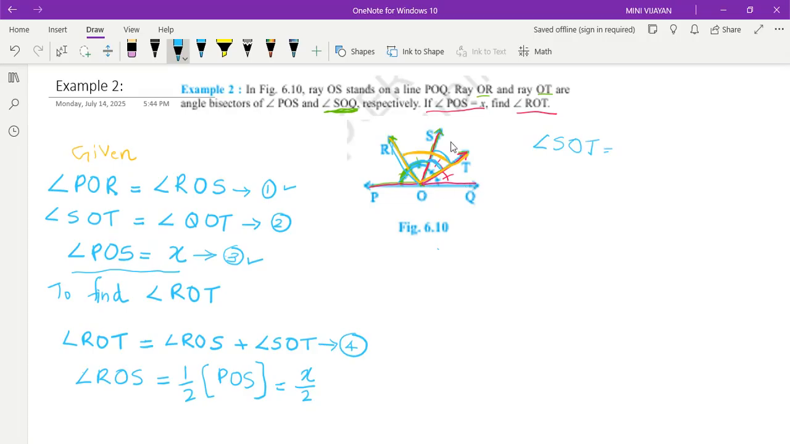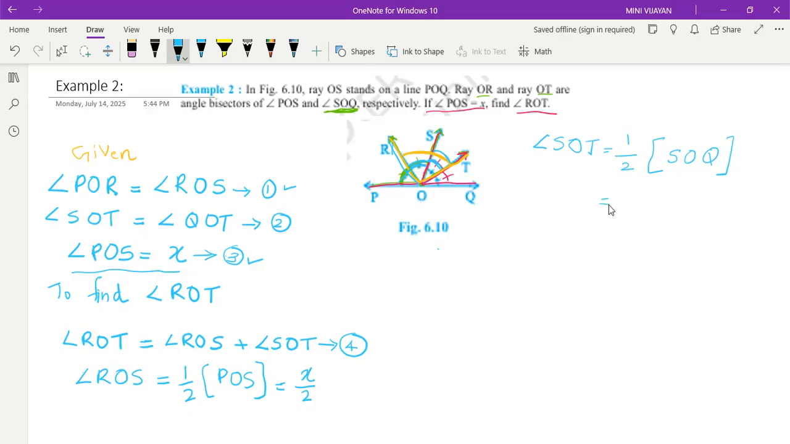You know what is the reason? Reason is OT is the angle bisector. That's how SOT is the half of SOQ. I can write it is half of the angle SOQ. SOT is the half of angle SOQ.